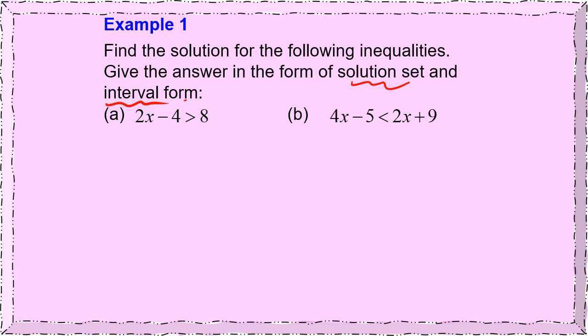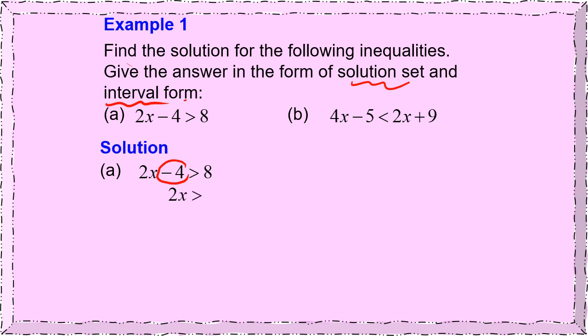As usual, the same as in an equation, what we have to do is let x be the subject to get the value of x. Everything without the x, for question A, we just bring to the other side. So how to let x be the subject? We have to eliminate the negative 4. To eliminate the negative 4, we add 4 on both sides.